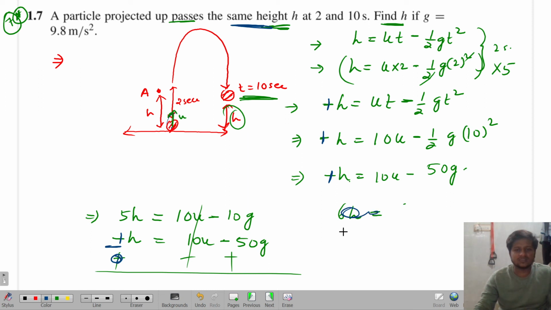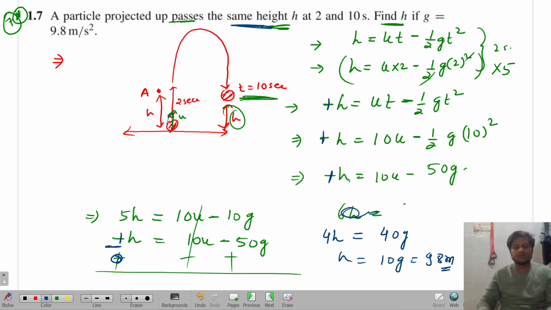So I got this as 4h is equal to what? 40g. Yes or no? So h is equal to how much? 10g, and this is equal to 98 meters. Got it or not? Why are they taking this h as positive? We will have to take this in mind.